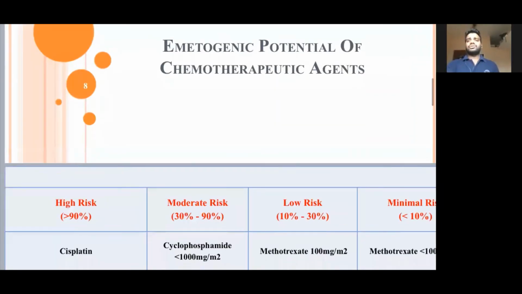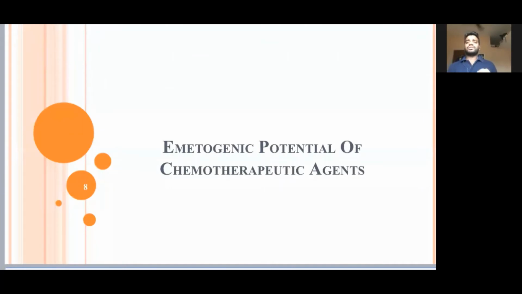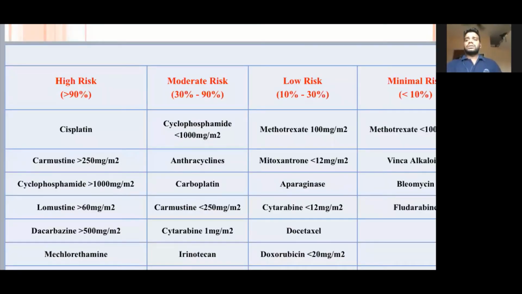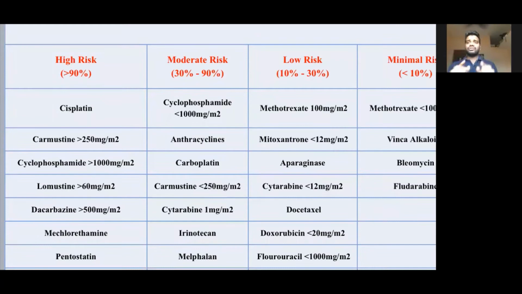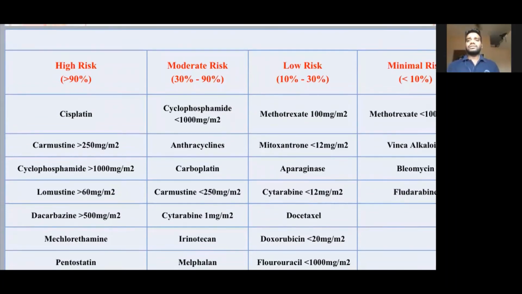So I was talking about the emetogenic potential of chemotherapeutic agents. Emetogenicity is one of the important factors to estimate to what extent the patient is going to feel nausea and vomiting. So let us look at some of the drugs and their emetogenic potential, to what extent each drug causes nausea and vomiting. We have categorized the emetogenicity of all the drugs under several categories: high risk, moderate risk, low risk, and minimal risk. Under these four criteria, we are going to categorize most of the drugs.